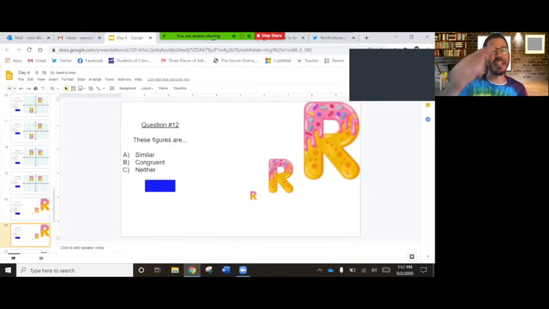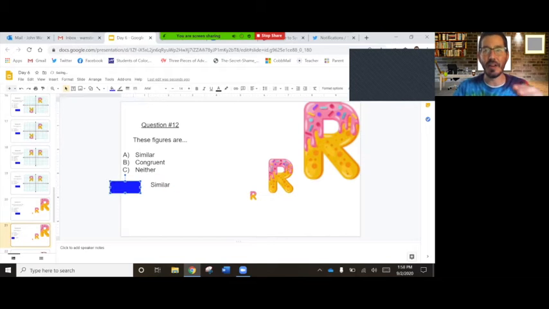These figures are A, similar, B, congruent, C, neither. You know they're not congruent because they're not the same size. Are they similar or neither? I hope you finally said A, similar, because they're the same shape, but a different size. Same shape, different size. That's what similar means.